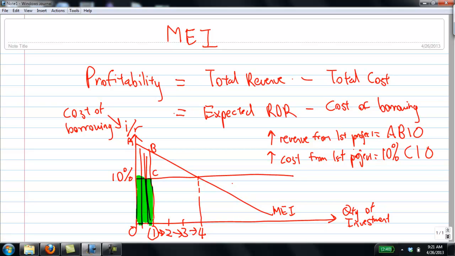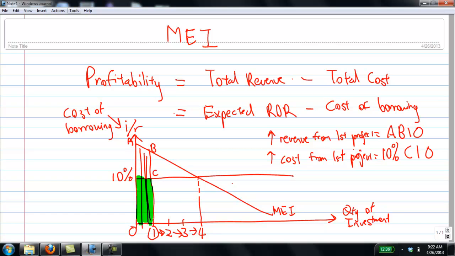This green area shows you the increase in the cost from using the money to invest in the first investment project. The whole idea of this green area is that it shows you that by using the money to invest in the first project, you are giving up what you could have earned from your next best choice, which is this area. So from this, I hope you can see again why it's worthwhile for the firm to undertake the first investment project, because the increase in the revenue, which is AB10, is bigger than the increase in cost.